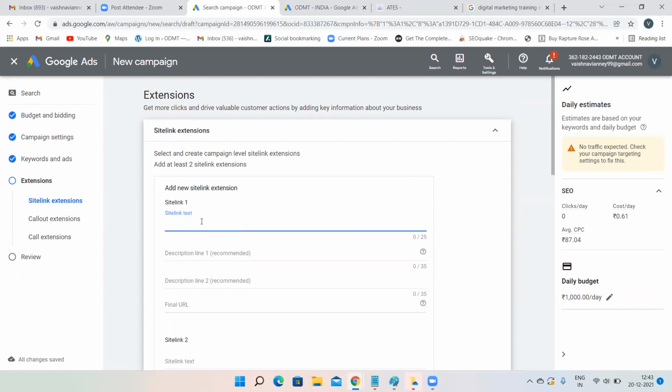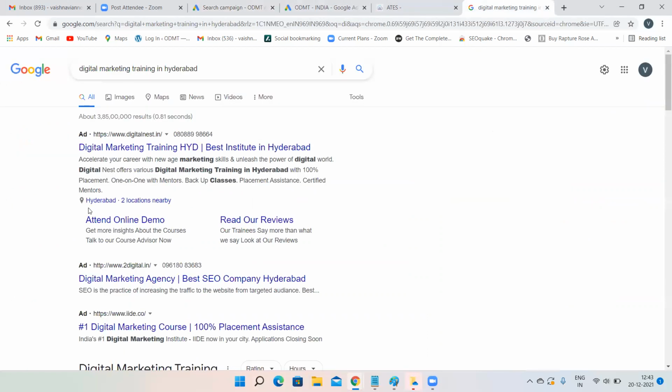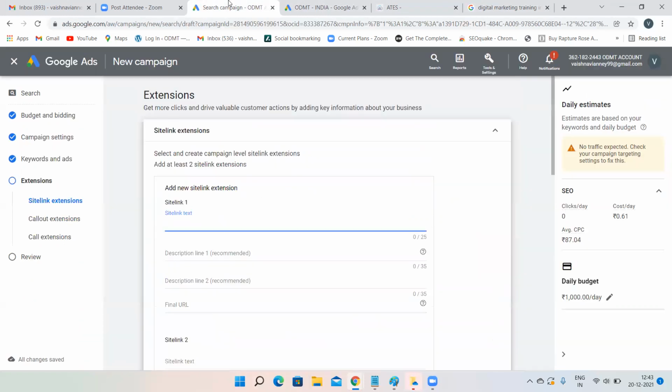So here in the Sitelink extension, you have to give the link text. That means here what they have given as the link text: Attend online demo, that is their link text. Read our reviews, that is also their link text. So give some link text over here. Whatever you want to appear on the SERP, you should give that link text. So as of now, I'm giving SEO as my, okay, what is there in yours?